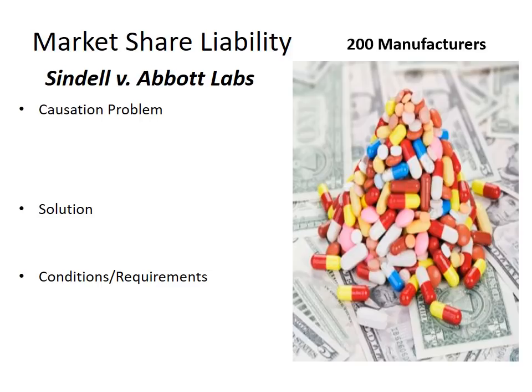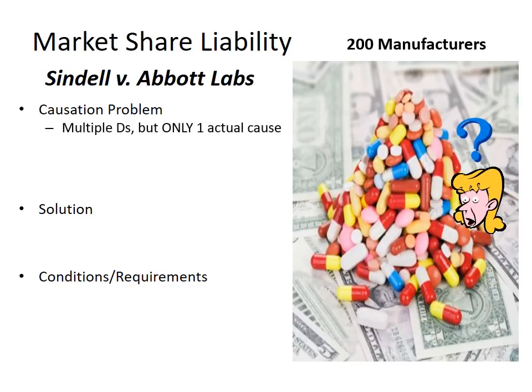Now, since the time that her mother took those pills, a lot of those manufacturers had actually gone out of business. And so even though there had been originally 200 manufacturers of DES, there were dramatically fewer numbers of those pharmaceutical makers still around. And so the plaintiff winds up suing 11 of those. But the reality is that the plaintiff really couldn't be sure which manufacturer actually made the pills that her mother had taken and therefore had caused her cancer.